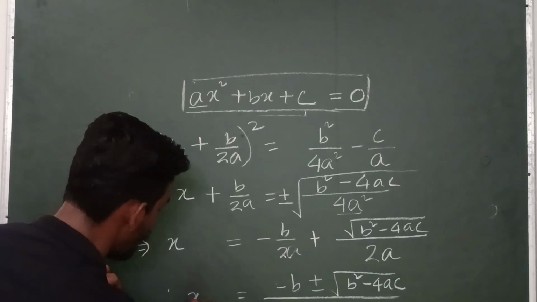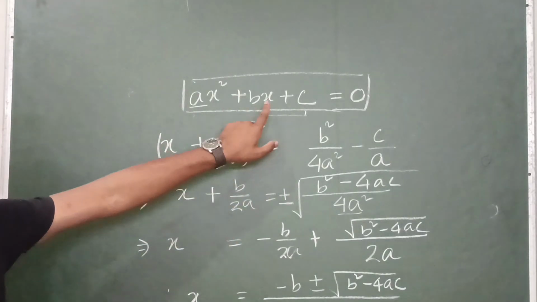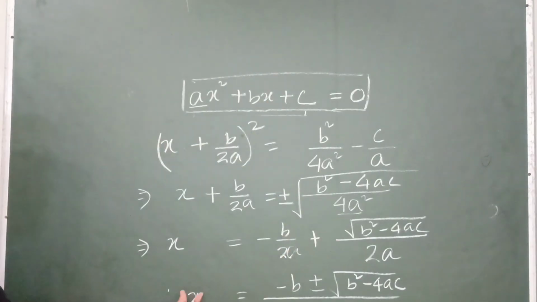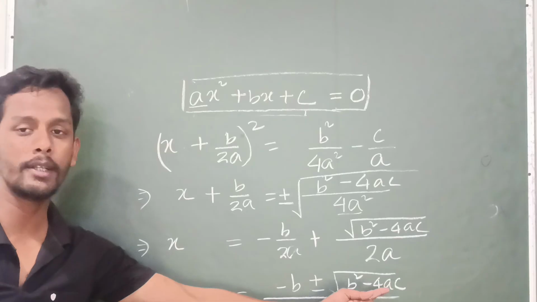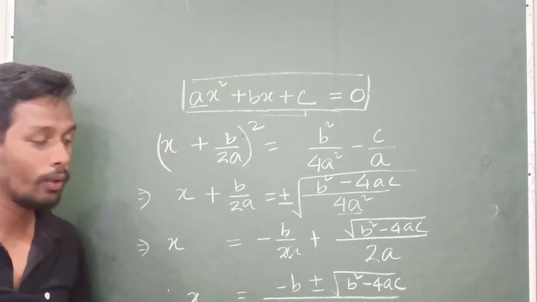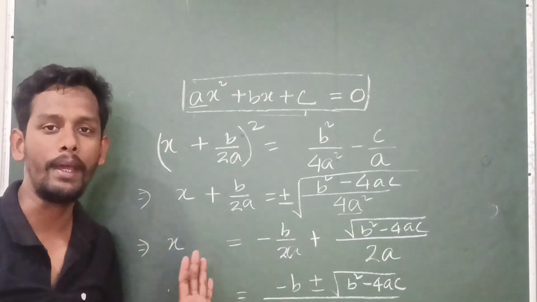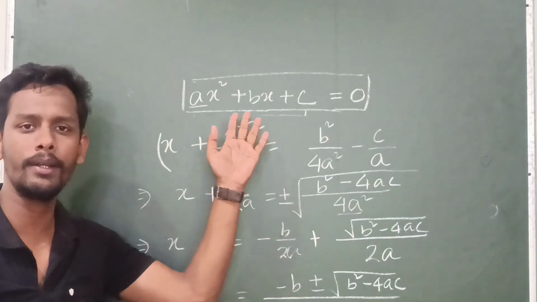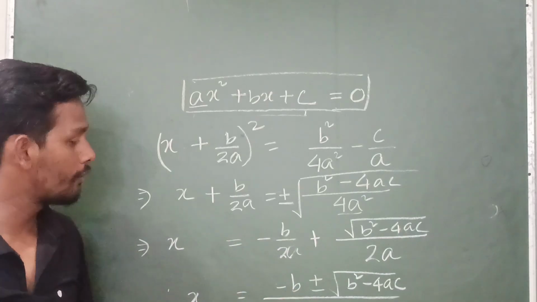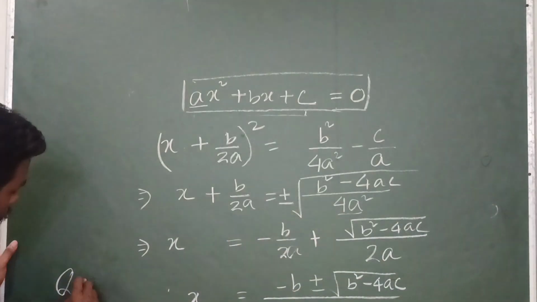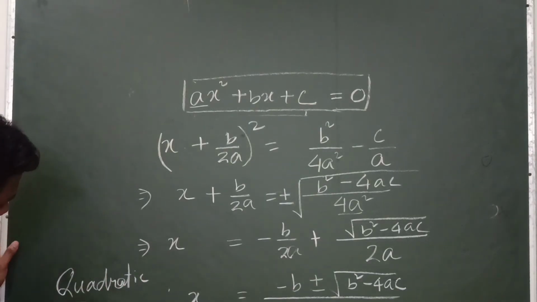This is the root of a quadratic equation in this form. X is equal to minus b plus minus root over b square minus 4ac, by twice a. So by applying this formula, you can find the value of x or y, whatever the variable in the equation is. This is known as the quadratic formula.